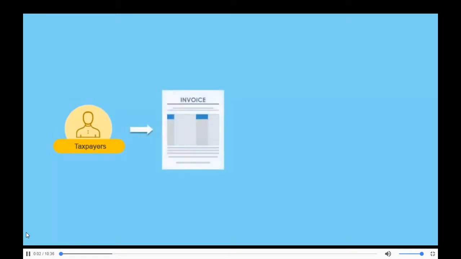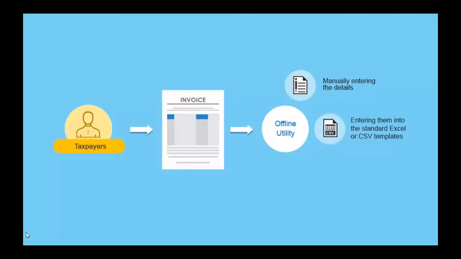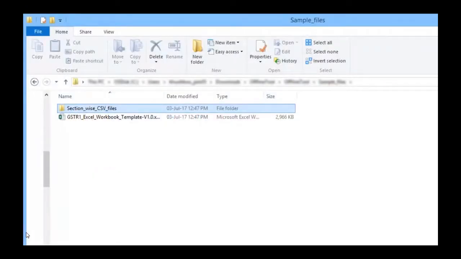Taxpayers can feed invoice and other returns related data in the offline utility either by manually entering the details directly into the tool or by entering them into the GSTN provided standard Excel or CSV templates and then importing those templates in the tool. This video will walk you through the steps of populating invoice data in CSV templates, followed by importing line items in the offline utility and then uploading all of it to the GST portal.